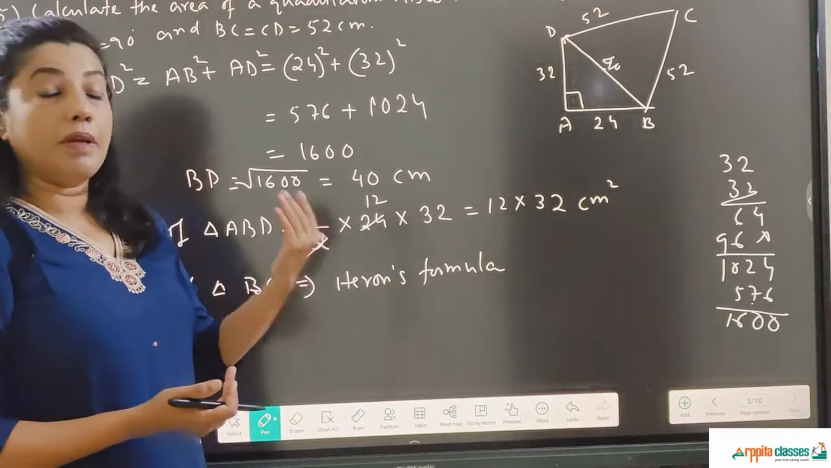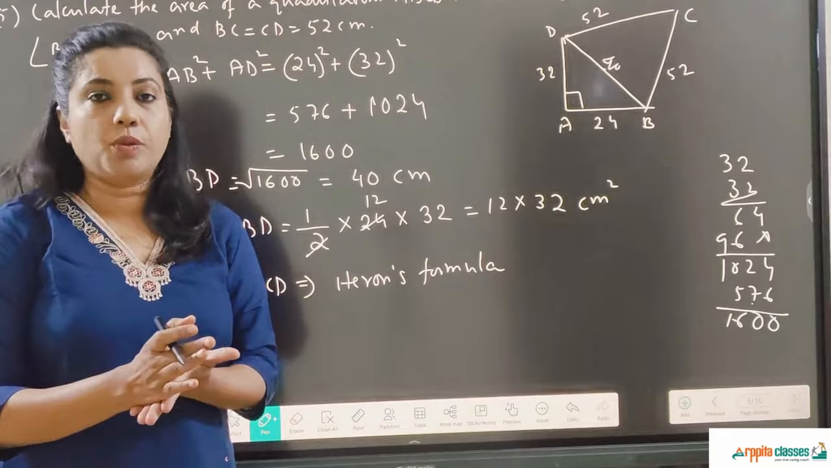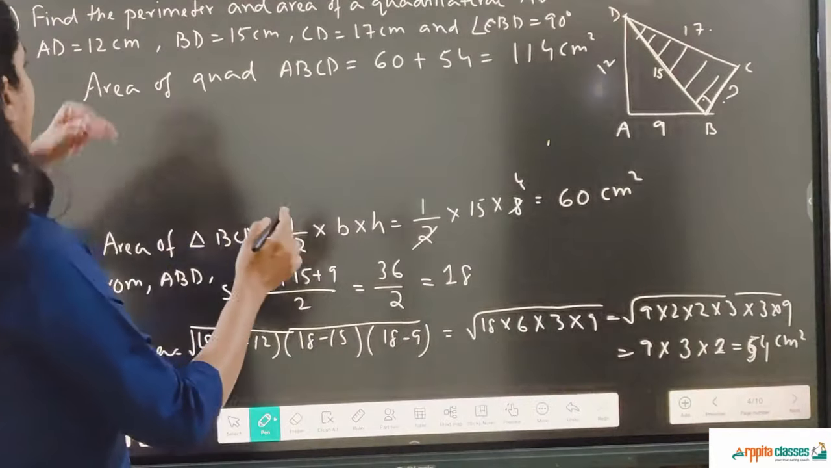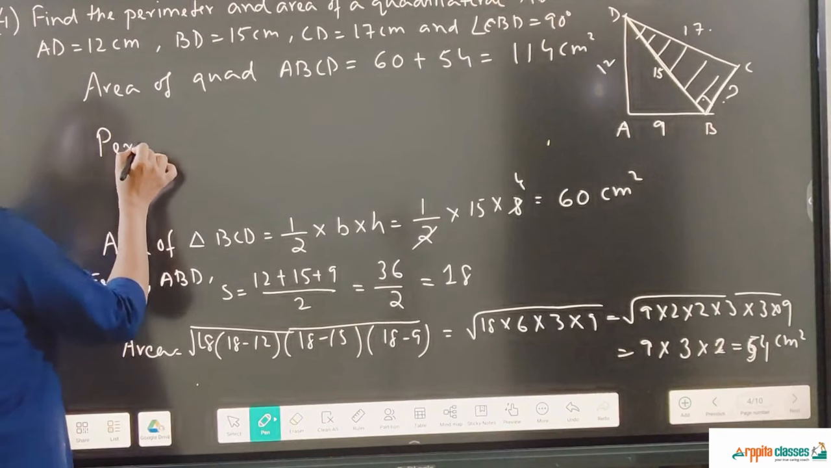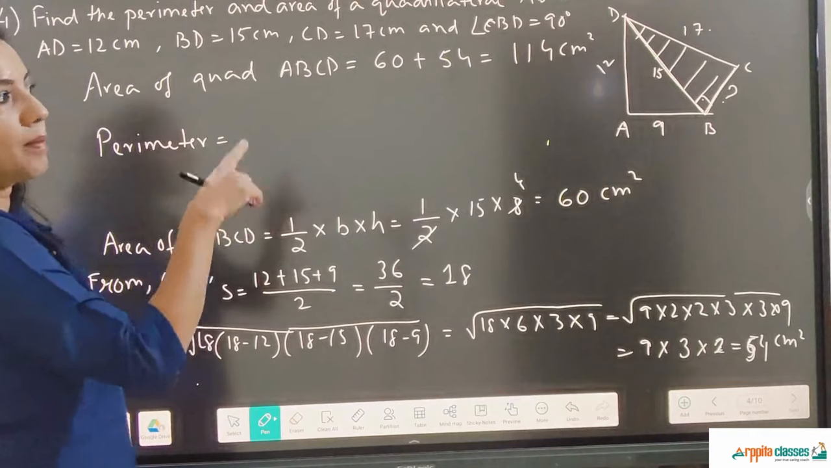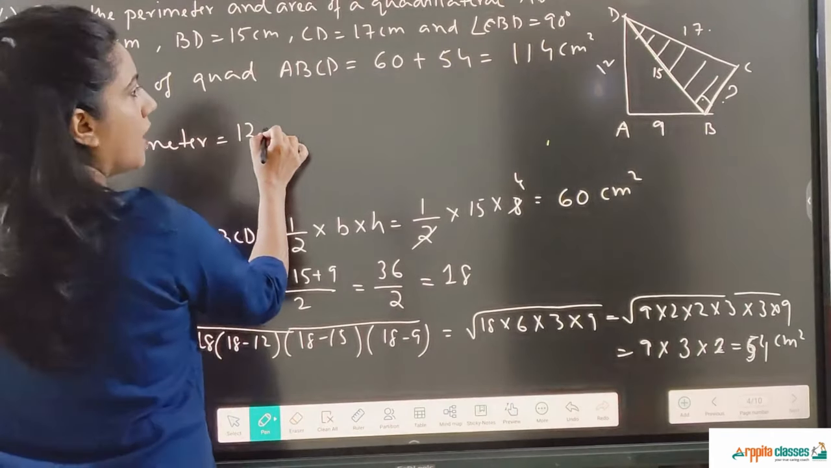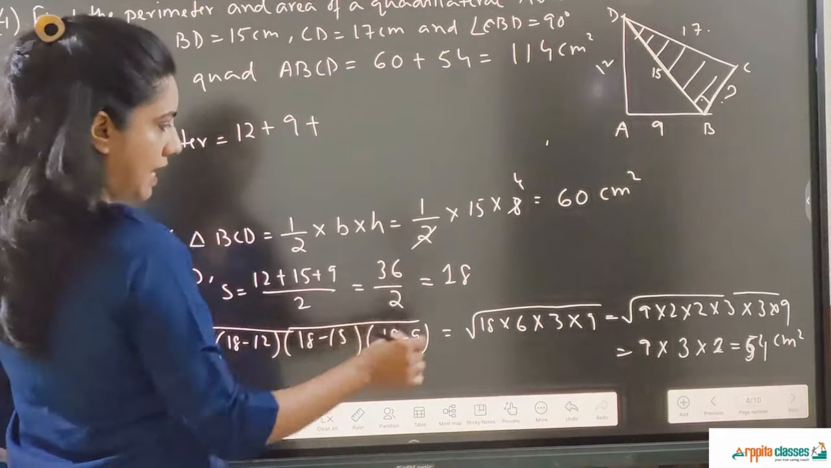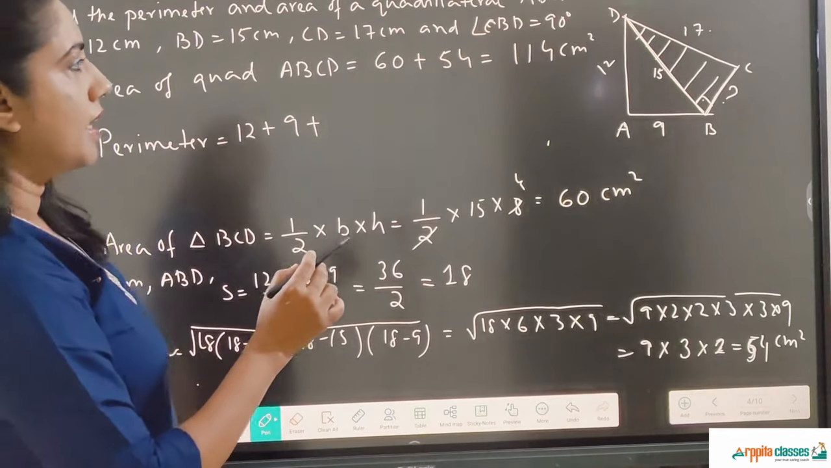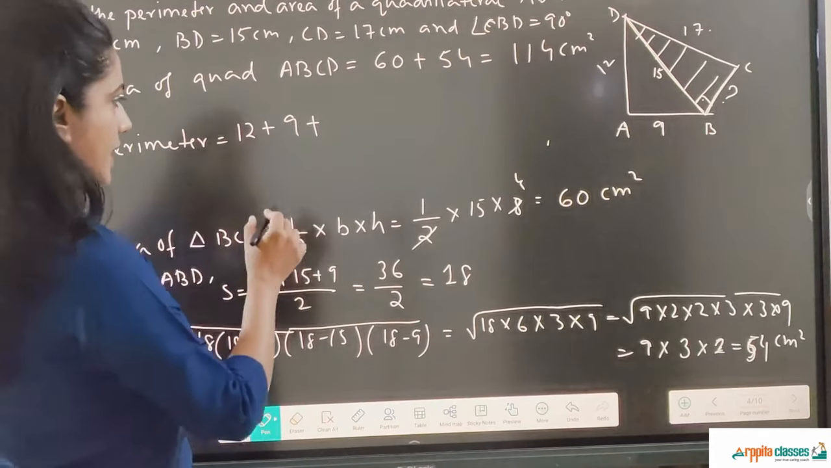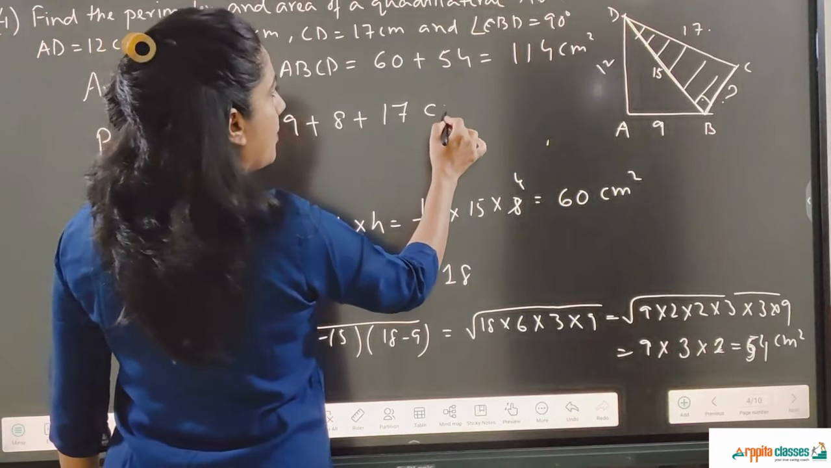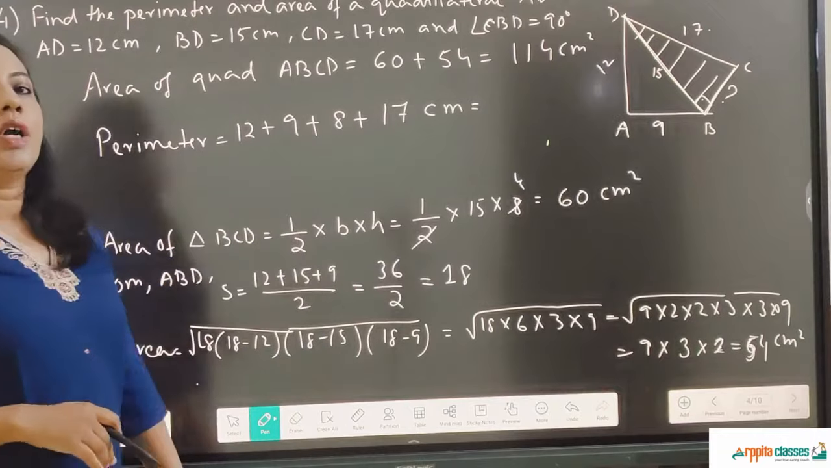Yes. Acha, in the previous sum we had to find out the perimeter also. I'm so sorry, I forgot to do that. So I'll just write it down. The perimeter of the quadrilateral ABCD is the sum of all the sides, so that is 12 plus 9 plus BC, and BC we got as 8, I guess. Yes, it was 8, and plus 17. So when you add all of them together, you get the perimeter of the quadrilateral.